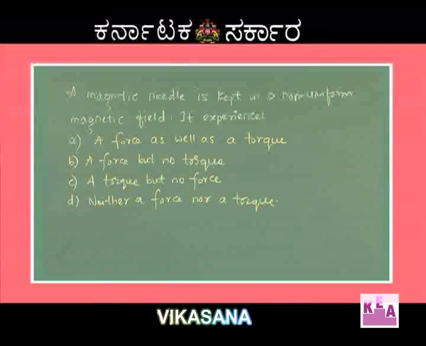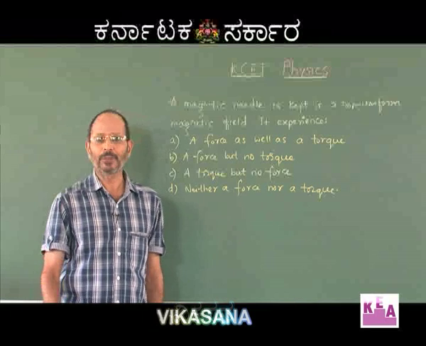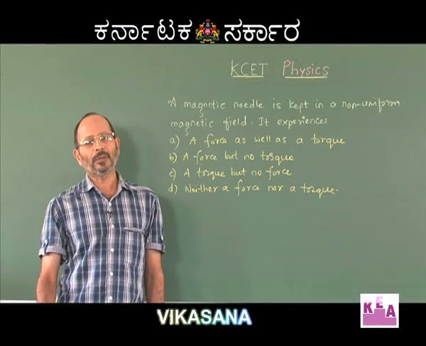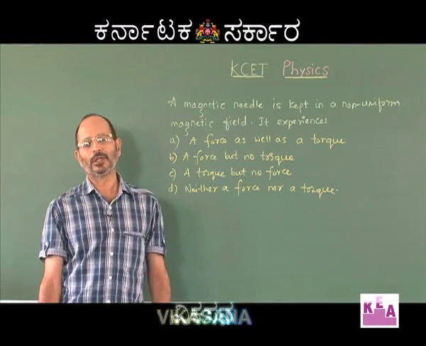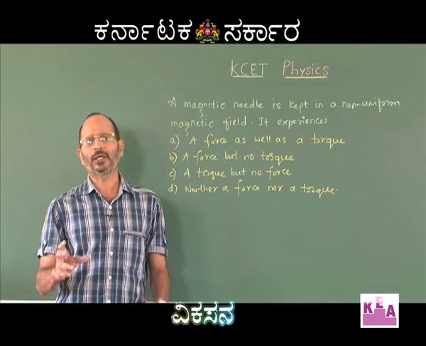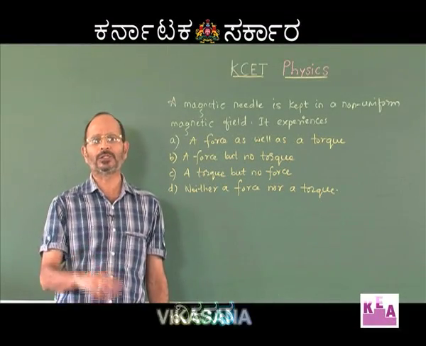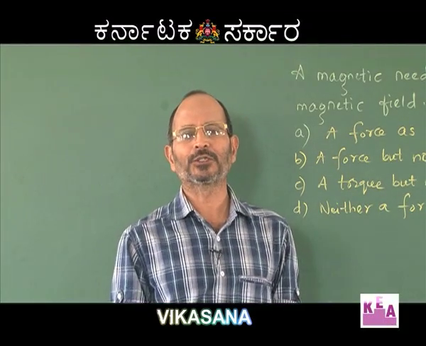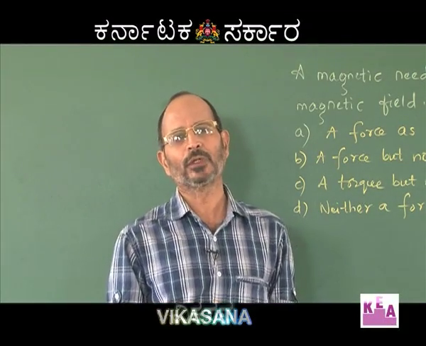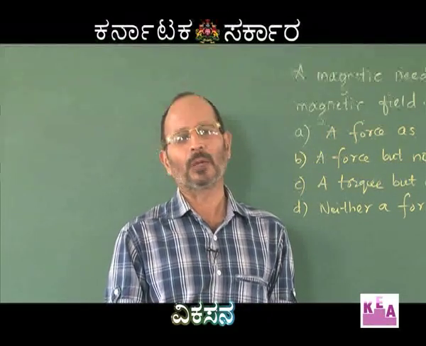Okay. So, let us read the problem and try to see what exactly is the situation. There is a magnetic needle which is kept in a non-uniform magnetic field. It experiences a force as well as a torque, a force but no torque, a torque but no force, neither a force nor a torque. See, let me remind you here, if you keep a magnetic needle in a magnetic field, it is no doubt going to experience a force, because a magnetic needle will have, as you know, a north pole as well as a south pole. North pole would experience the force due to the field in the direction of the field, south pole would experience the force opposite to the field.